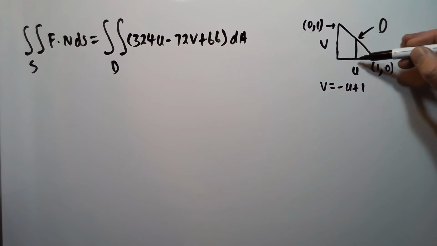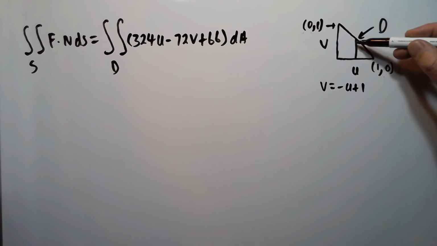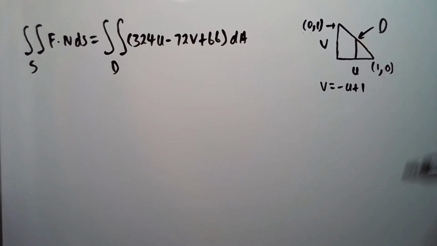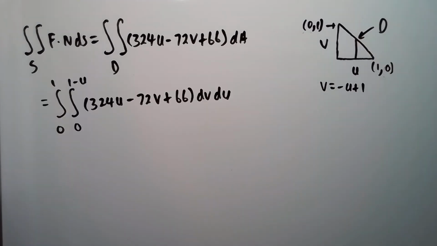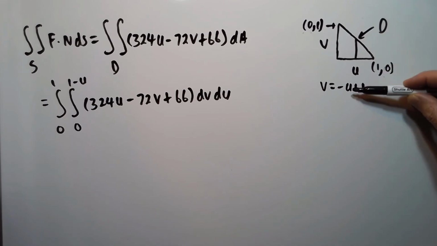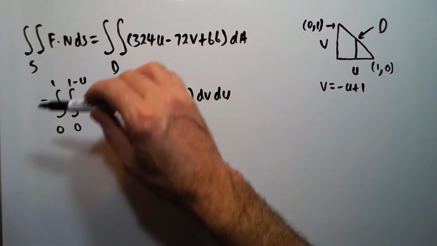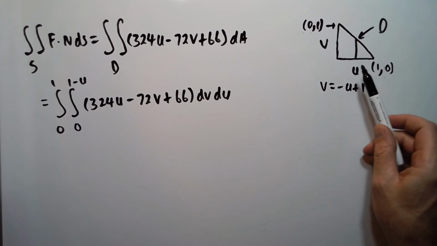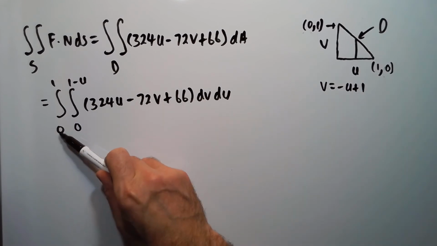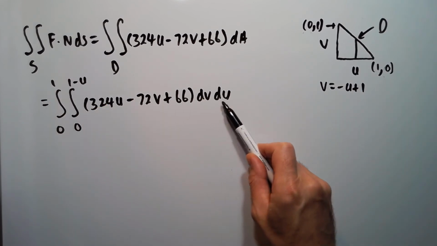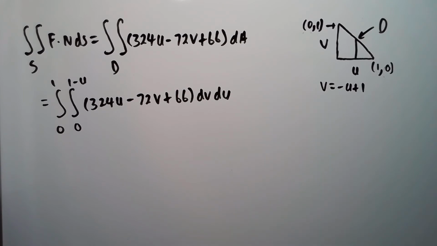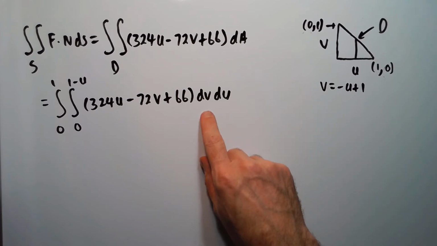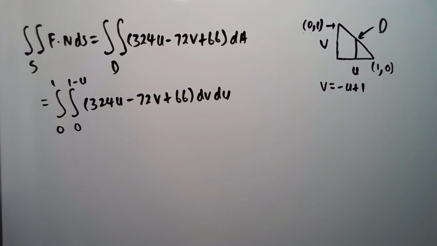So we're doing strips this way, so we're integrating with respect to v first. Then our limits will go from 0 to minus u plus 1 on the first one, and then u goes from 0 to 1. So we're doing dv, du. Let's keep going with this. We need to integrate with respect to v first, so I'm going to erase this guy for now.